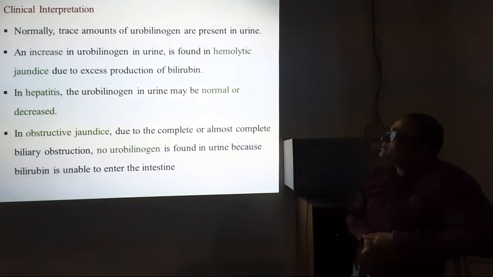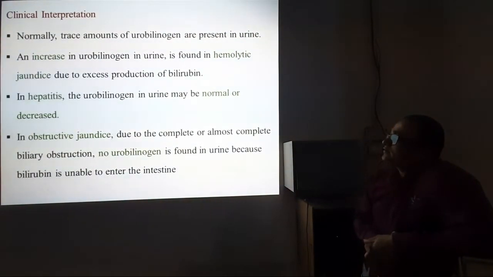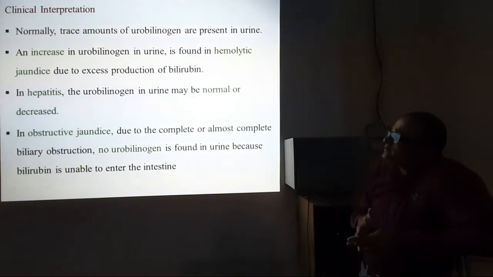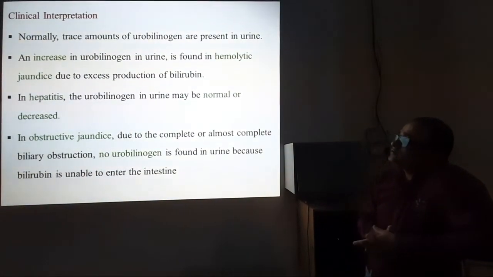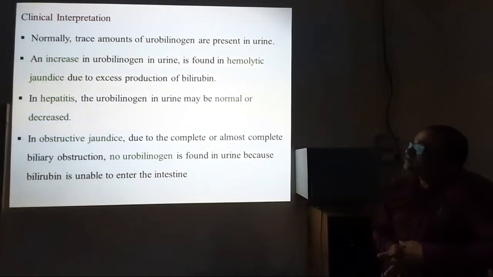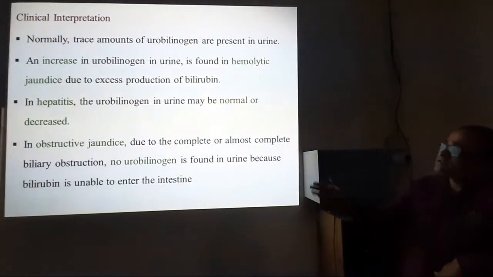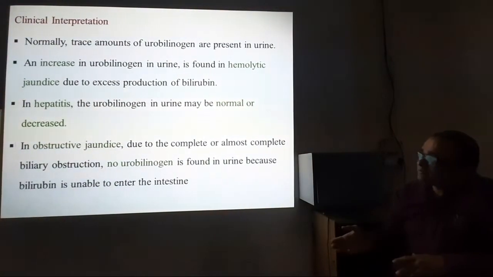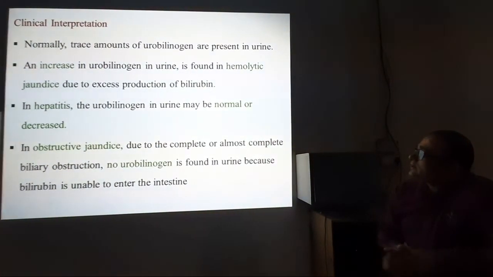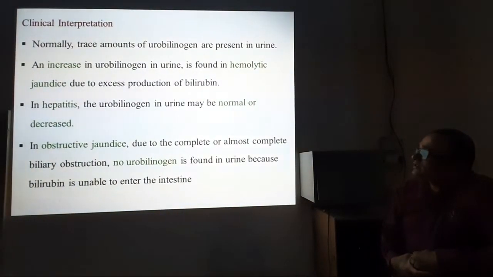In hepatitis what will happen? Urobilinogen in urine may be normal or may be decreased. You will get it normal when the unconjugated bilirubin is not that much, but if conjugated is increased, then if there is obstruction to the flow of this bilirubin, there will be decreased flow to the intestine and decreased formation of urobilinogen in the intestine. So in hepatitis, you will get either a normal level or a decreased level of urine urobilinogen.